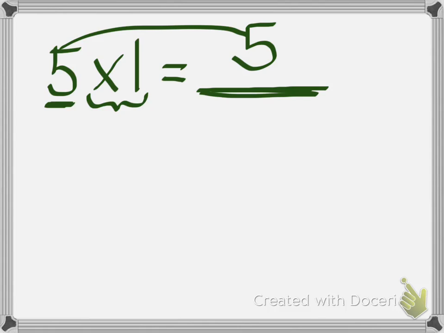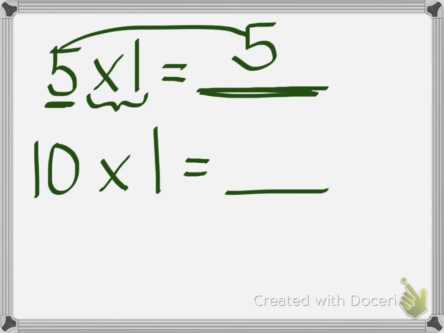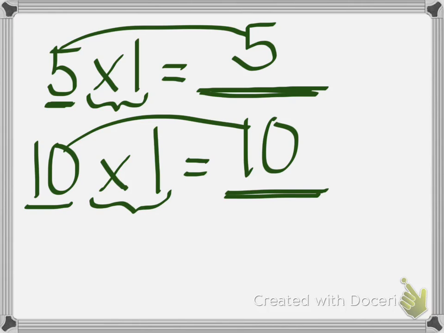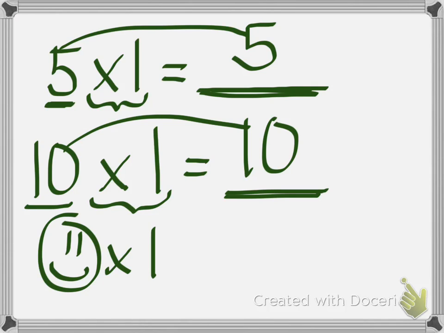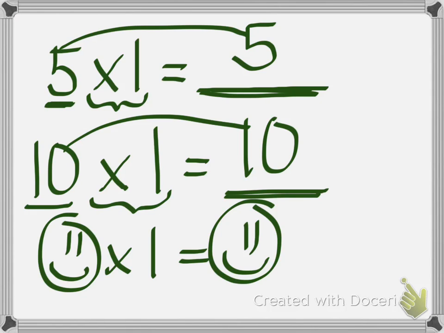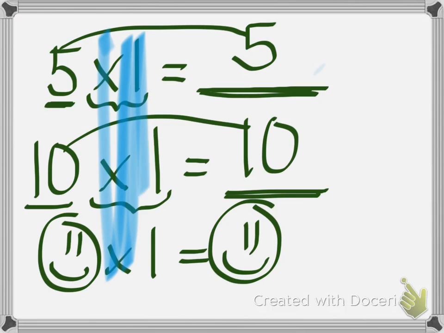Now let's do one that's a little bit more difficult. 10 times 1. What does that equal? Yep, 10. Same concept. A number, multiply by 1, we get the same number. We can even be silly here and do a happy face, multiply that by 1, and we get a happy face. Same concept.